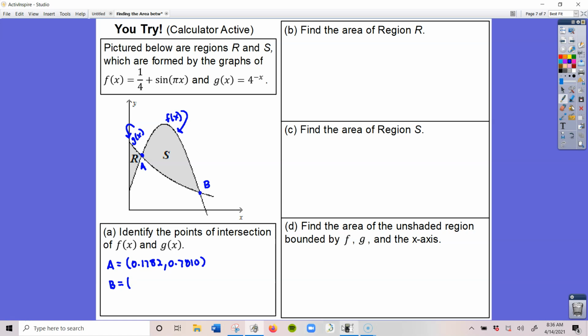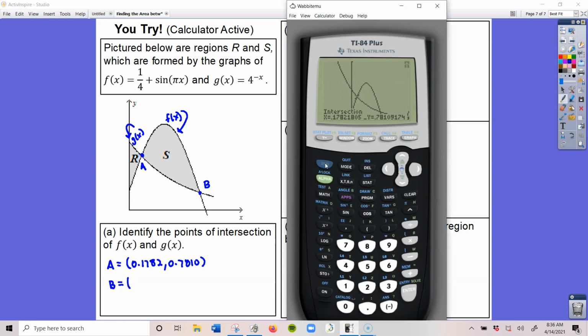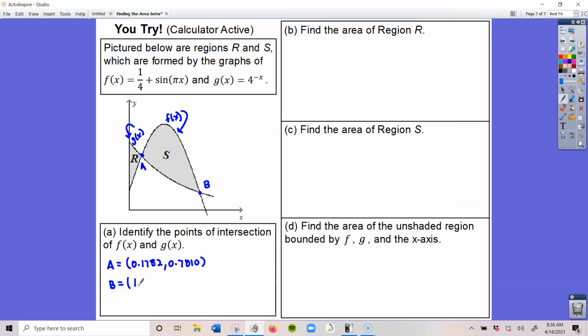Now I'm going to call this point here point B. So now let's find that point of intersection. So I go again to my calc menu, option 5, first curve, second curve. It automatically does that for you. The only time that you really need to move your X is when it asks you to guess for the point of intersection, which would be this one here. And we get 1 and 0.25. Okay, so now that we have both points of intersection, we can answer the rest of these questions.